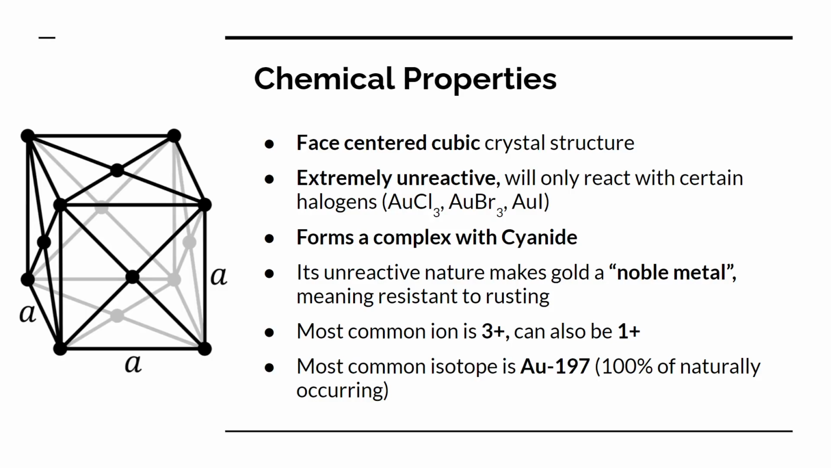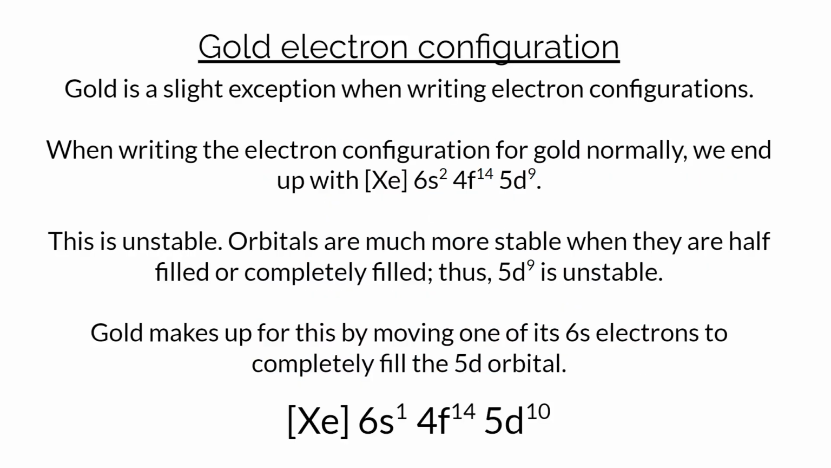But there's also gold's electron configuration. And we need to know gold's electron configuration for the competitions. And gold's electron configuration is a little bit of an exception. When you write the electron configuration for gold normally, you end up with xenon 6s2, 4f14, 5d9. This, however, is unstable. There's a rule where orbitals are much more stable when they're half-filled or completely filled, which makes the 5d9 orbital unstable in this gold atom.